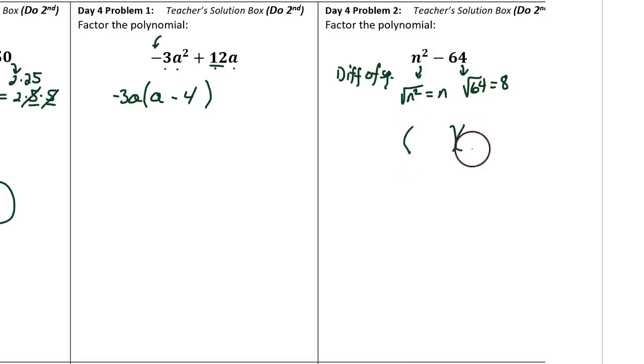2 sets of parentheses. What was the square root of n squared? It was n, and that is placed here and here. What was the square root of 64? It was 8, placed here and here. Now for that to turn out to be negative 64, you have to have a positive 8 times a negative 8. Here is the factored form of the original polynomial.